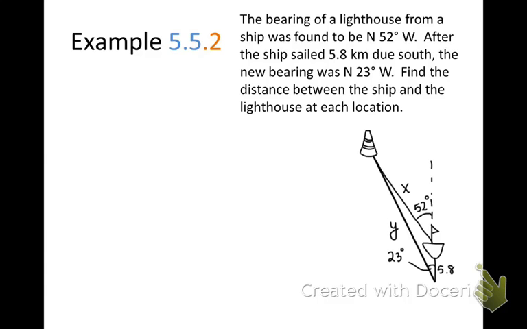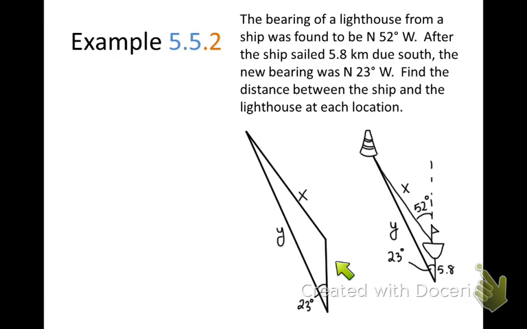I'm going to make a bigger version of this same thing and better label it so that I can really see what's happening. I know that this angle down here is still 23 degrees. I'm looking for X and I'm looking for Y. Notice that here, I need to make sense of what that angle is. Over here with the bearing, I was told that this is 52, so how am I going to figure out what this angle is? 180 minus 52, which is going to give me, what? 128.